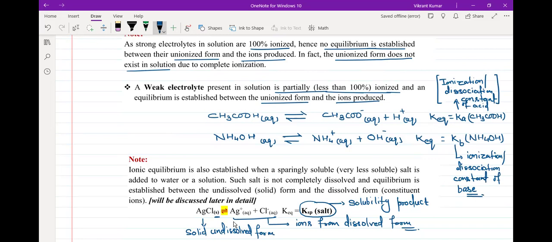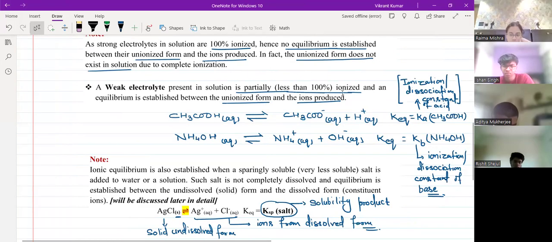Any doubt up to this point? क्योंकि इसके आगे कहानी mathematical हो जाएगी. Any doubt up to this point? Everything clear? Chalo. Now we'll be talking about, like I told you, I have just mentioned a word called degree of ionization or degree of dissociation.